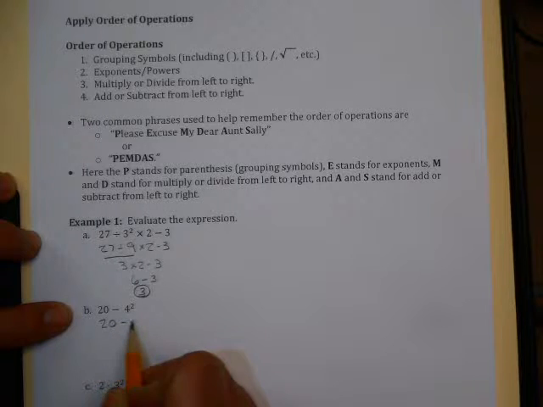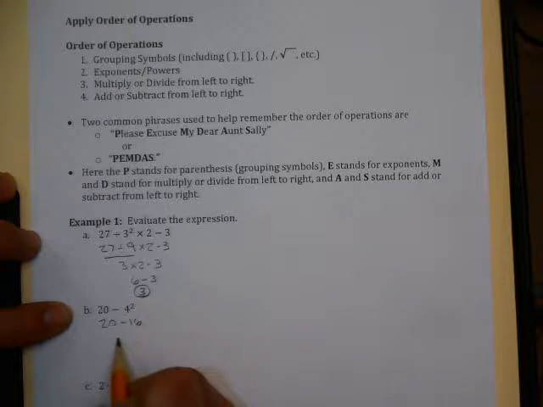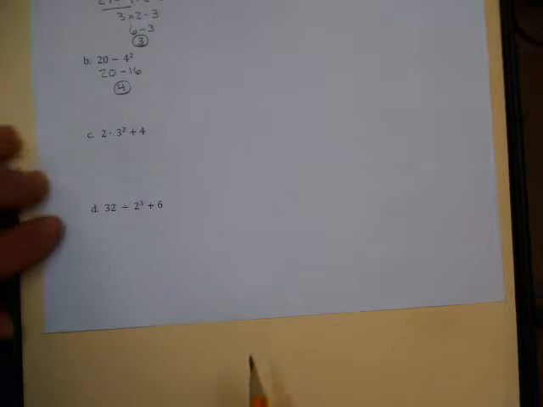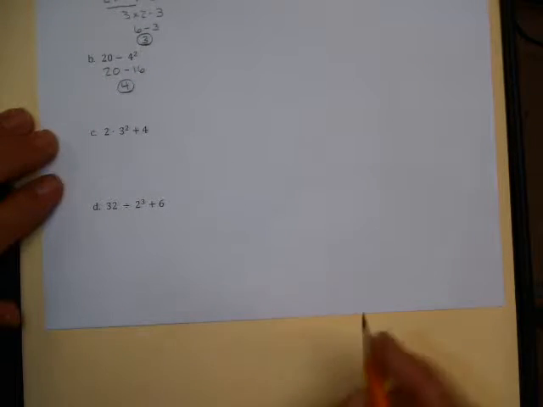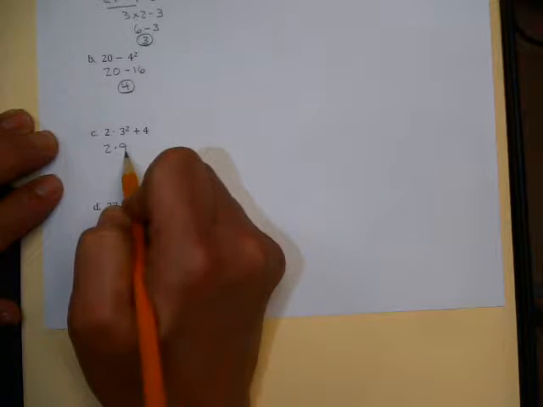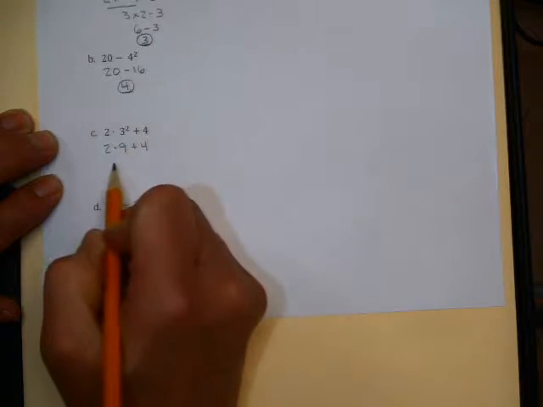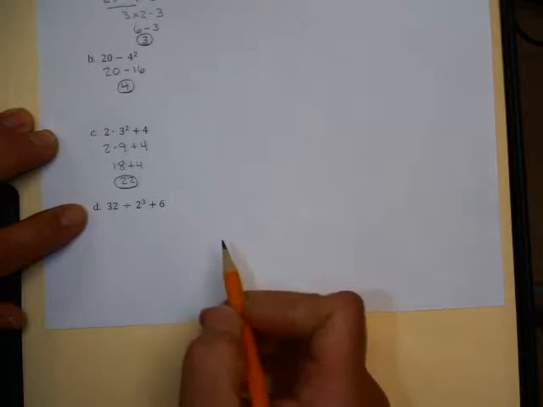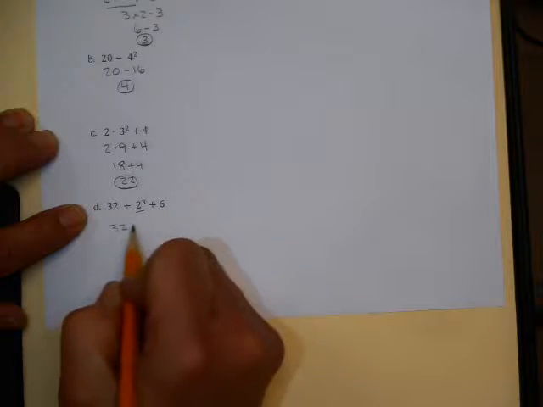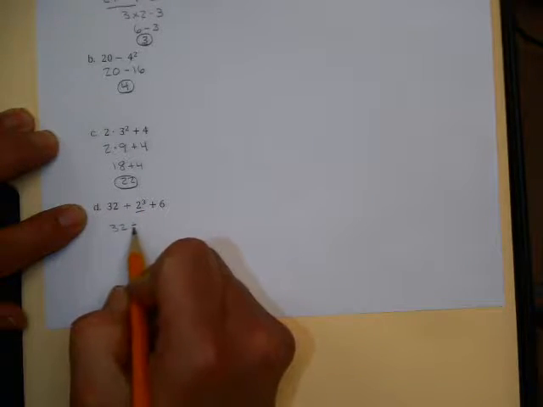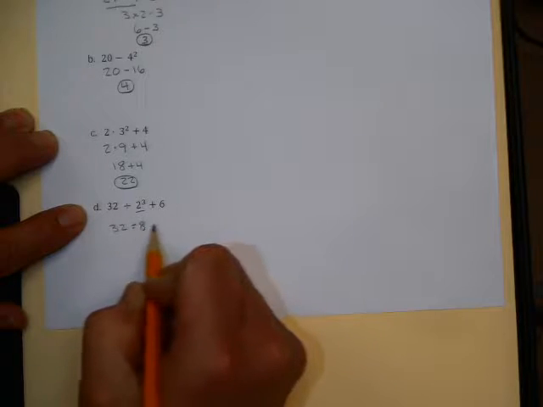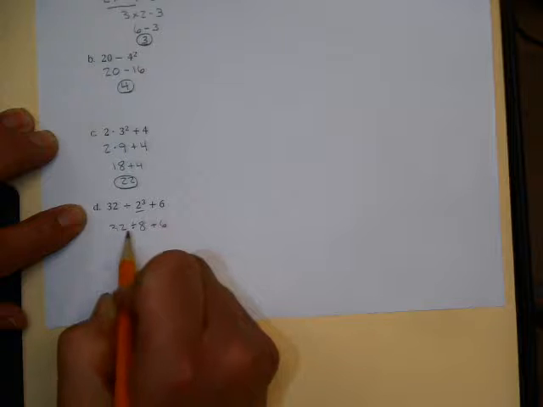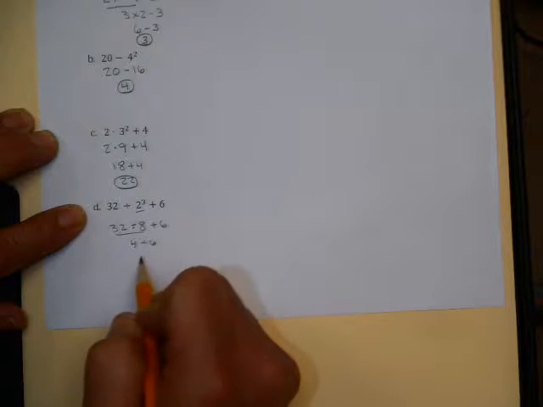In letter B, again we'll want to evaluate the exponents first. 4 squared is 4 times 4, which is 16, and then finally do our subtraction. 20 minus 16 is 4. In example C, again we'll want to evaluate the power first. So we'll take 3 squared, which is 9, then multiply, and finally add. And in letter D, again, evaluate the power first. 2 cubed means 2 times 2 times 2, which is 8. Then we'll do our division. 32 divided by 8 is 4, and 4 plus 6 is 10.